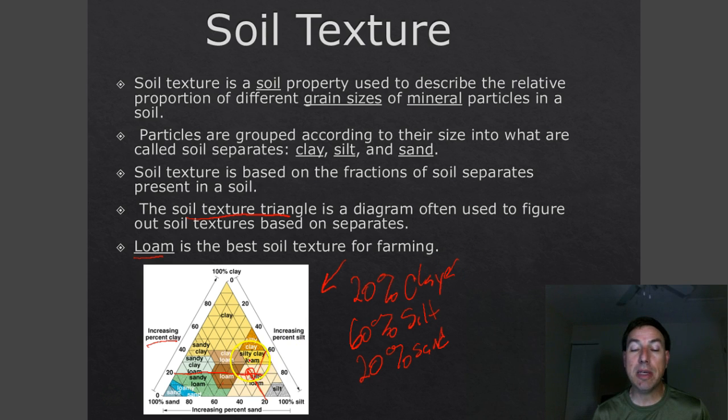So once again, you should be able to use this soil triangle and figure out how to do that. It's not hard to do. You just have to remember that clay goes horizontal, silt goes diagonally from upper right to lower left, and sand goes from lower right to upper left. So make sure you know how to use the soil triangle.